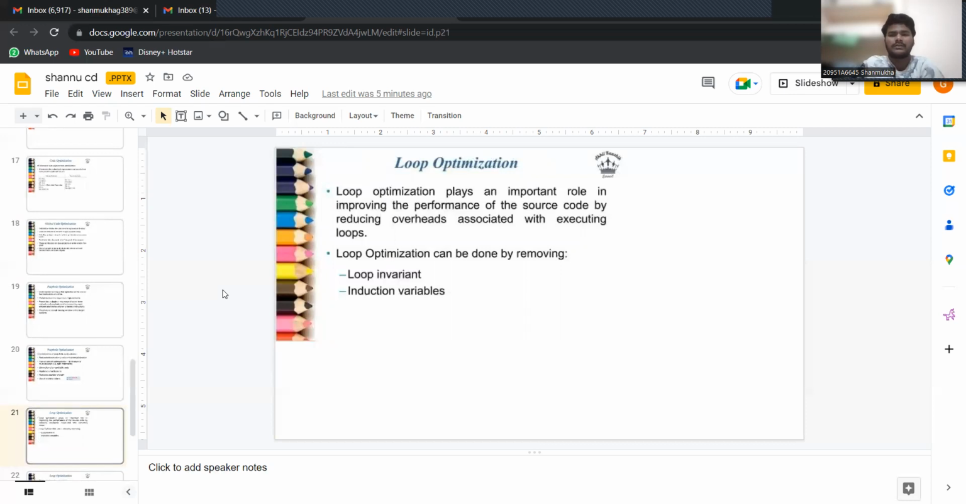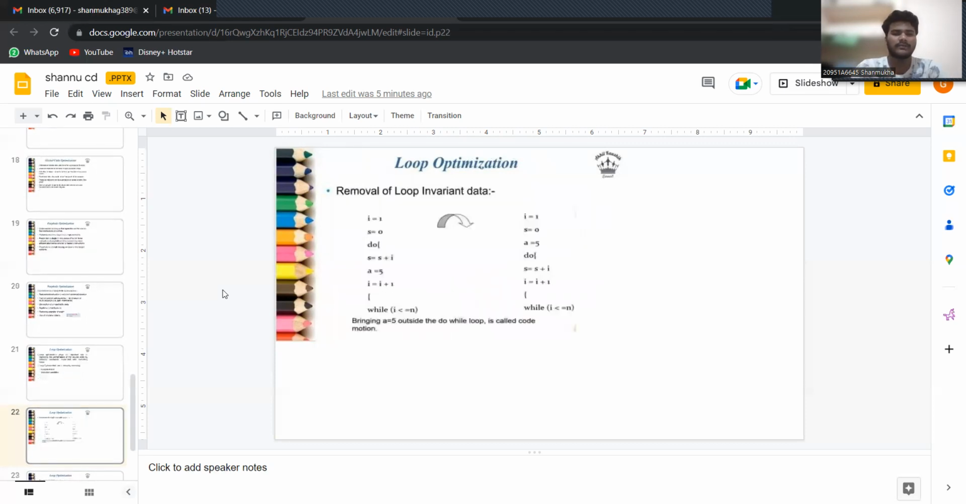Loop optimization. Here, loop optimization plays an important role in improving the performance of source code by reducing the overheads associated with executing loops. Loop optimization can be done by removing loop invariants and induction variables.